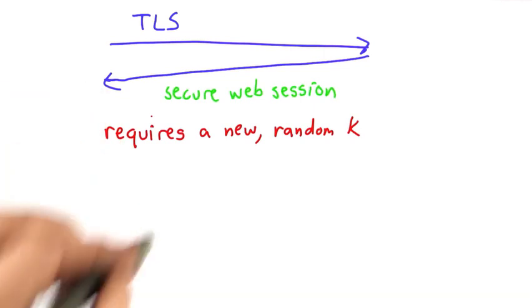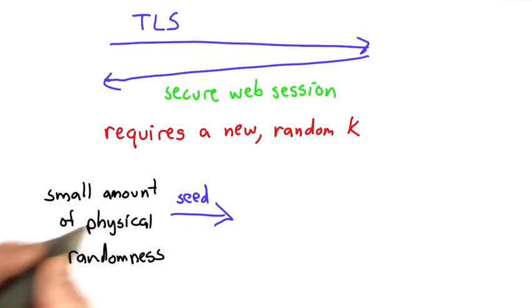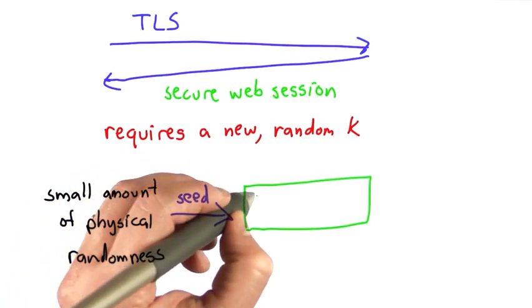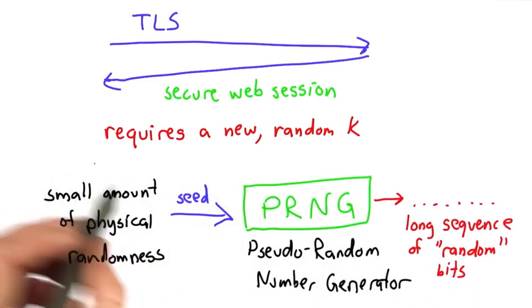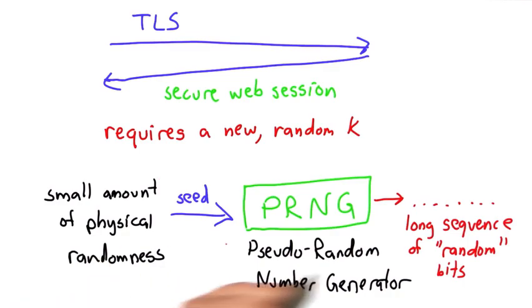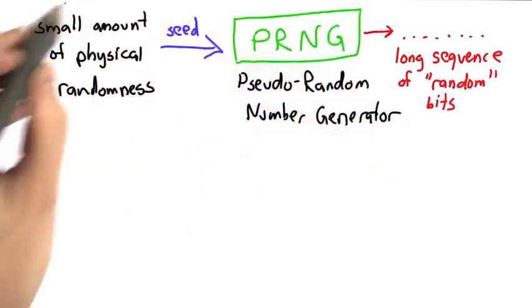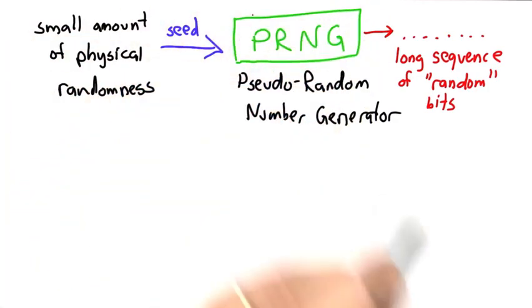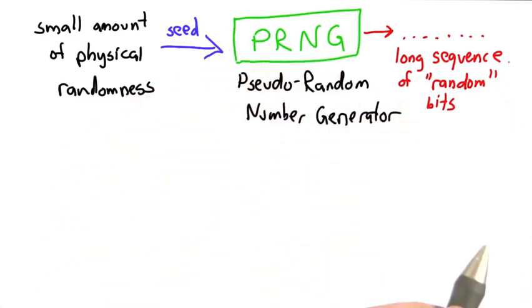We need a way to take a little bit of physical randomness, and that's usually known as the seed. That's the initial state, and that's the input to what's known as a pseudo-random number generator. And that produces a long sequence of random bits, longer than the amount of physical randomness we started with. So that's our goal: to take a small amount of physical randomness, some source of entropy that we can use as a seed, and have some function that will compute from that seed a long sequence of apparently random bits.